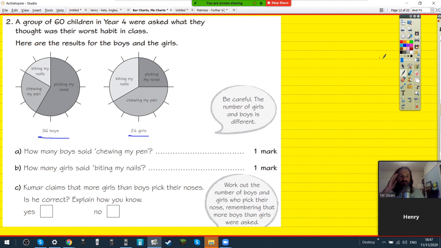Hang on, so just question 8. How many boys said chewing my pen? So it's this one here. Okay, 1, 2, 3, 4, 5, 6, 7, 8, 9, 10, 11, 12. 12 parts. And 3 of those was chewing my pen. No, 4 of those. 3. 3.